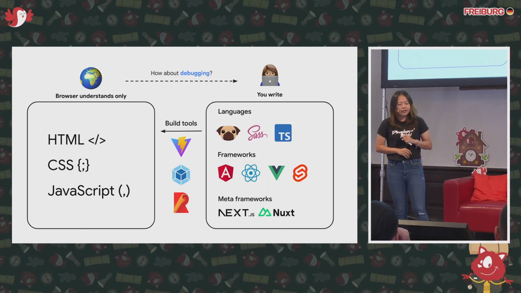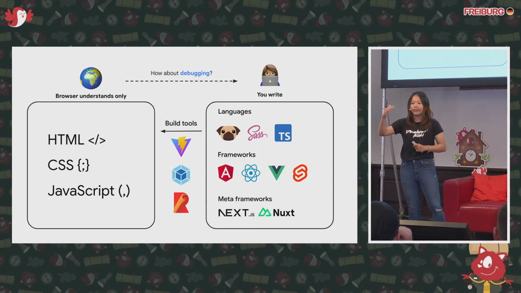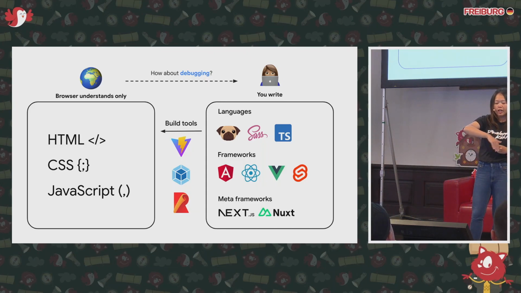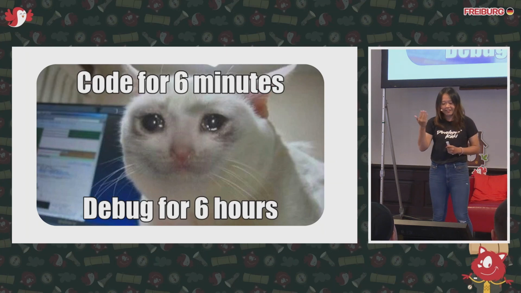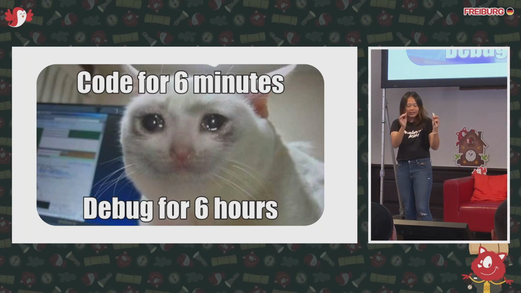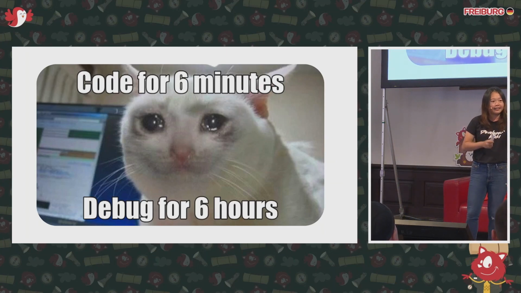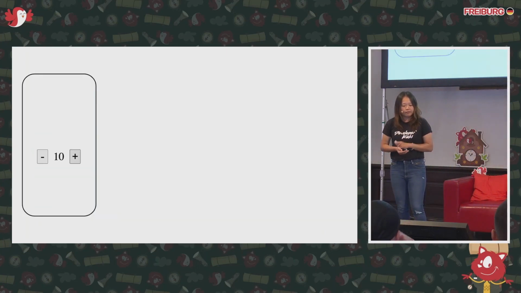So then, how about debugging? We have new tools every now and then to make sure your output is more optimized. So how about debugging? Debugging is very important. This is probably us in our daily life. We code for 6 minutes, and then because of one typo or one change, we need to debug for 6 hours just to discover that, oh, we made a mistake here and there. So debugging is really important in our daily work.